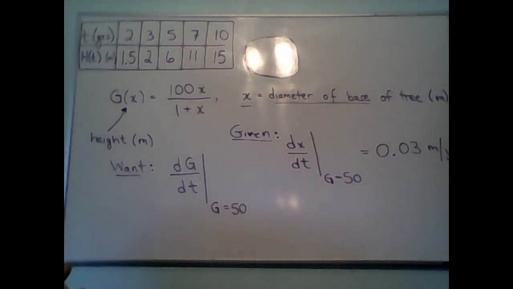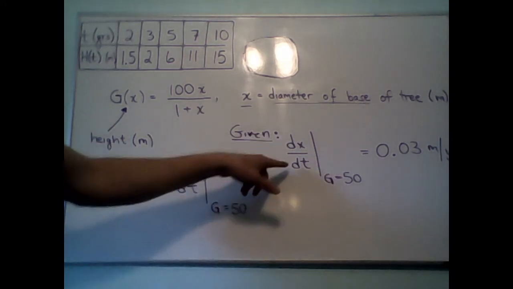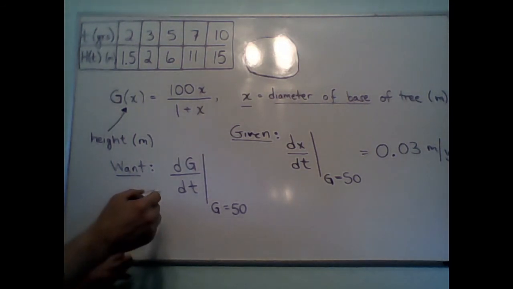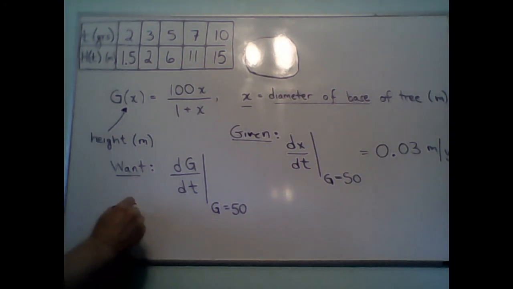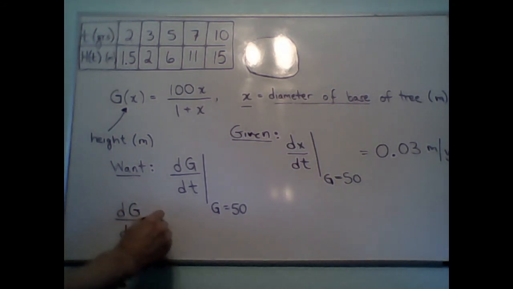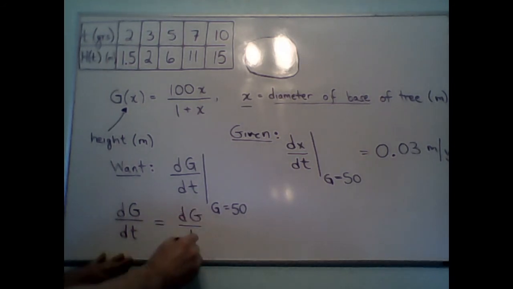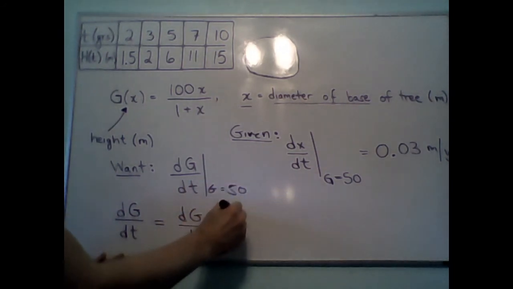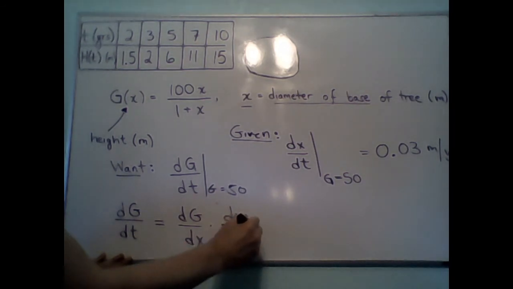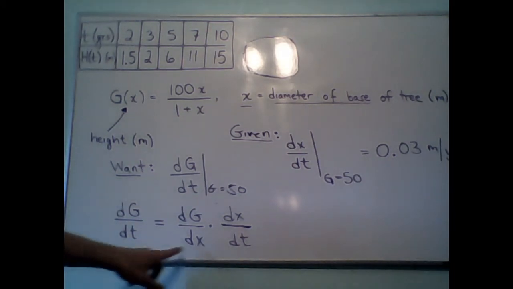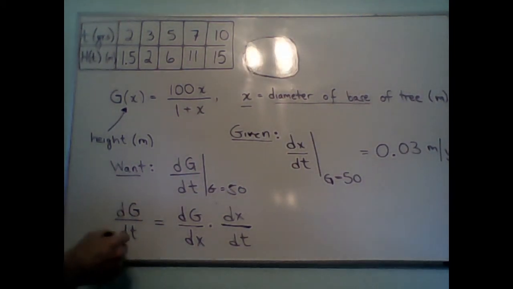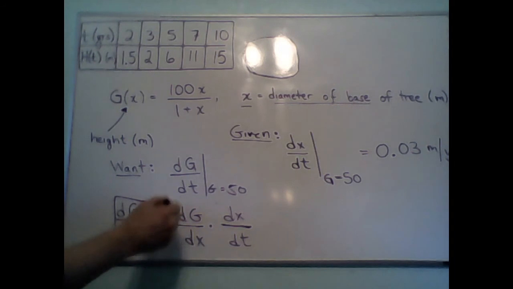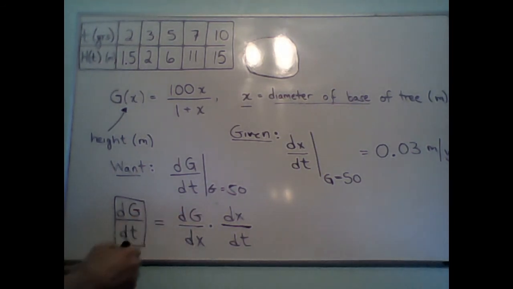Now we can start thinking of this as a basic related rate situation, right? We want dg dt, we've got dx dt. The relationship between them is, well, not related rates, but a chain rule, right? The thing that we want, dg dt, should be equal to dg dx multiplied by dx dt. A nice way of writing this chain rule using Leibniz notation: dg dt equals dg dx dx dt. And this is the thing we want, right here on the left. dx dt is the thing that's given to us right here. And then the only question is, what is dg dx when g is 50?